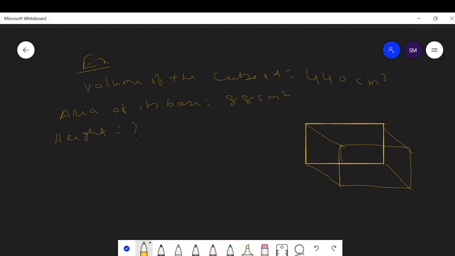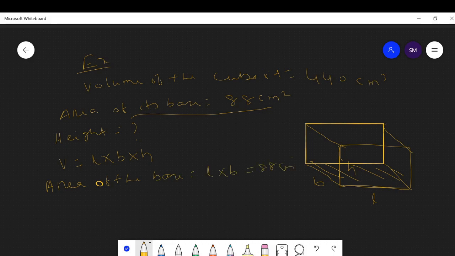We have to find out height. As you know, students, volume is equal to length into breadth into height. Here the area of its base means this is length, this is breadth, and this is height. Then area of the base is equal to L into B, which is equal to 88 centimeter square.